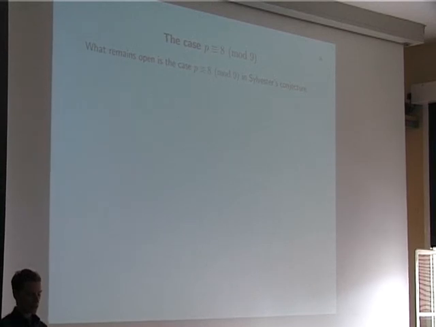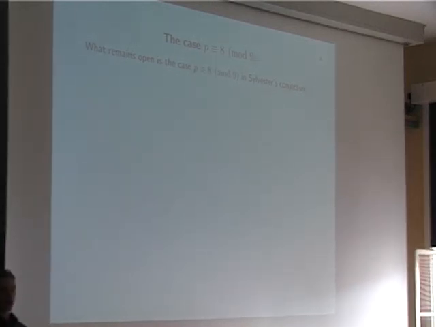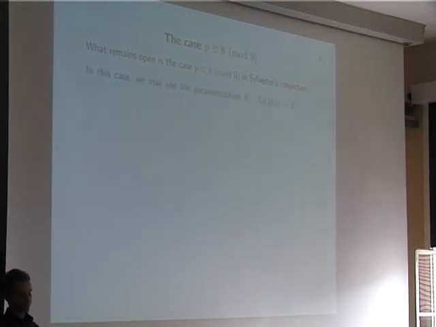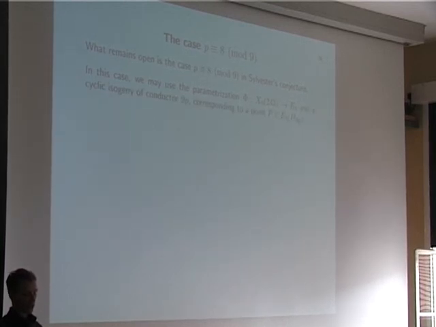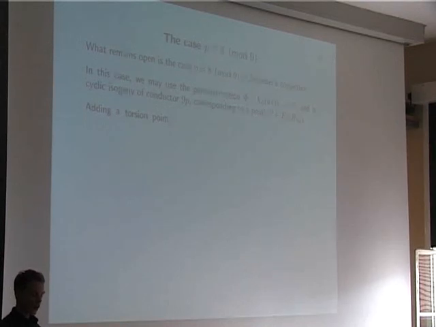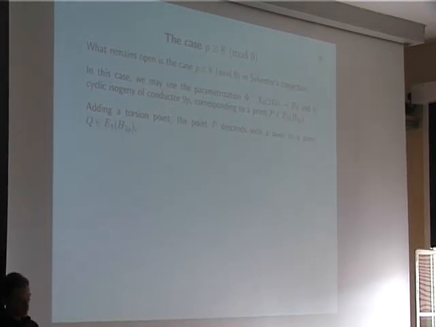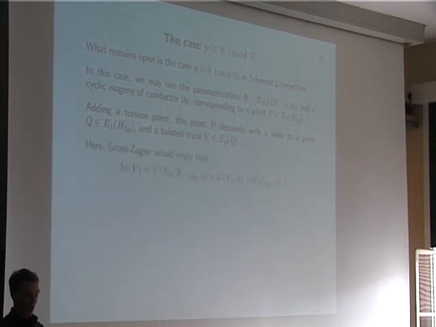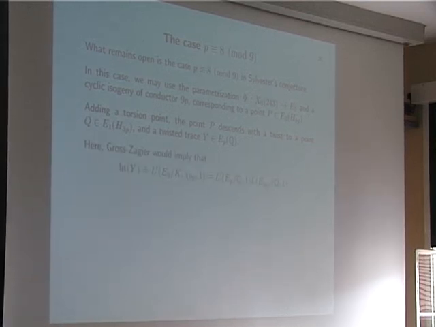Okay, so let me say just a little bit about p is 8 mod 9, because that's the case that I neglected. I only looked at p is 4 or 7 mod 9. So we have a construction that also uses X naught of 243 and a cyclic isogeny of conductor 9p. You add a torsion point. You descend with a twist. You end up with a twisted trace on E_p of Q. And you want to know if it's non-torsion.